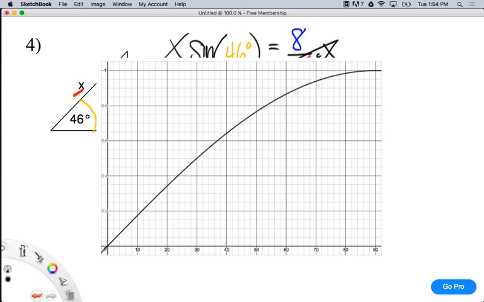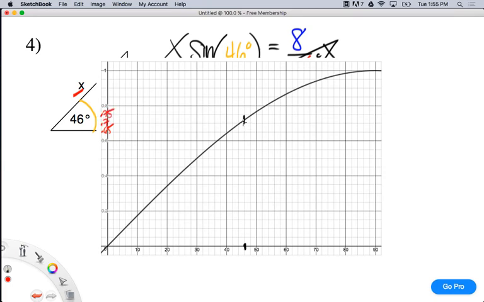Look, each one of these ticks is... Pay attention, guys. I only have like 2 minutes left, so I need you guys to pay attention. You find 46 degrees. Each one of these ticks is 2. So 40, 42, 44, 46 is here. I trace it up. I find where it intersects. That's right here. Each one of these ticks is 0.05. So this is 0.65, 0.7, 0.75.